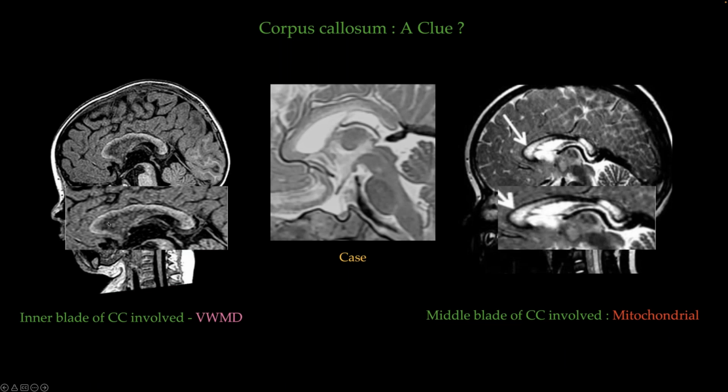The inner blade is more commonly involved in vanishing white matter disease in comparison to the middle blade in mitochondrial disorders. And this is a zoomed-in image of our case. You see the inner blade is more commonly involved, but the middle blade is also involved. But there's an inner to outer predominance gradient.